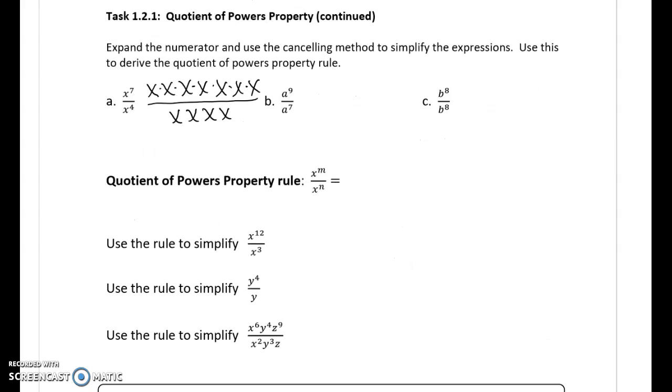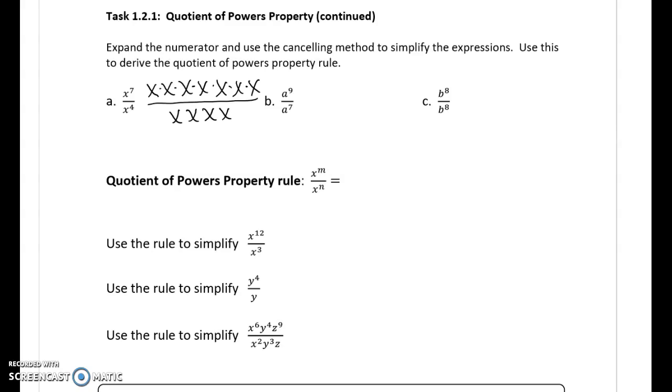All right, so moving on to the next part of the notes. It says here, expand the numerator and use the canceling method to simplify the expressions. Use this to derive the quotient of powers rule property. We're going to rewrite x to the 7th as x times itself 7 times, and the denominator x to the 4th as x times itself 4 times.